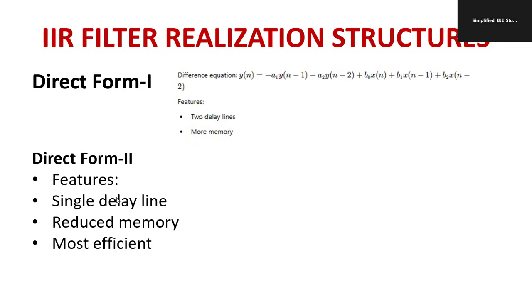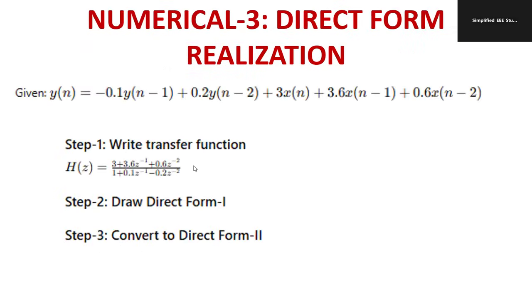If I talk about direct form number 2, it has the following features. Unlike two delay lines, direct form 2 has only a single delay line. That is an advantage. In the case of direct form number 1, more memory is required. But if I talk about direct form 2, it has reduced memory requirement. Direct form number 1 is not so efficient, but direct form number 2 is more efficient. That is why for the filter realization we use direct form number 2. So compare direct form number 1 and direct form number 2.